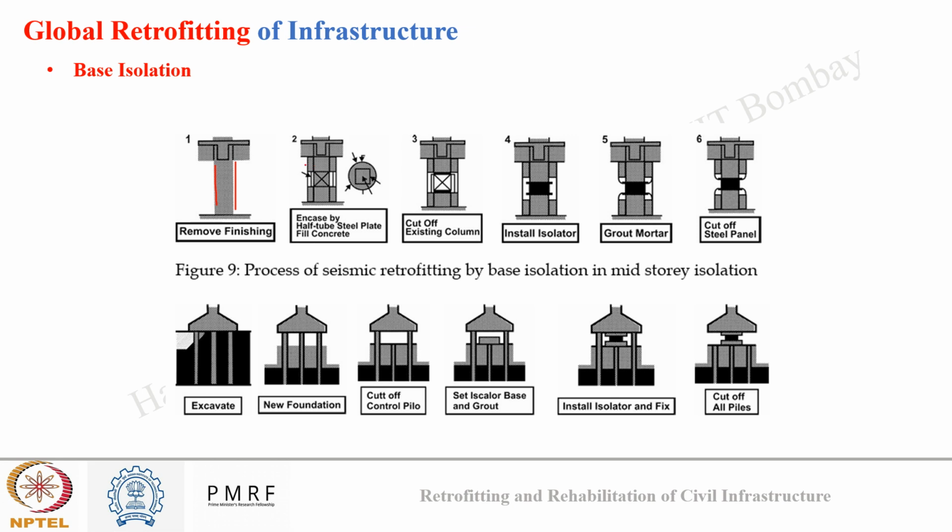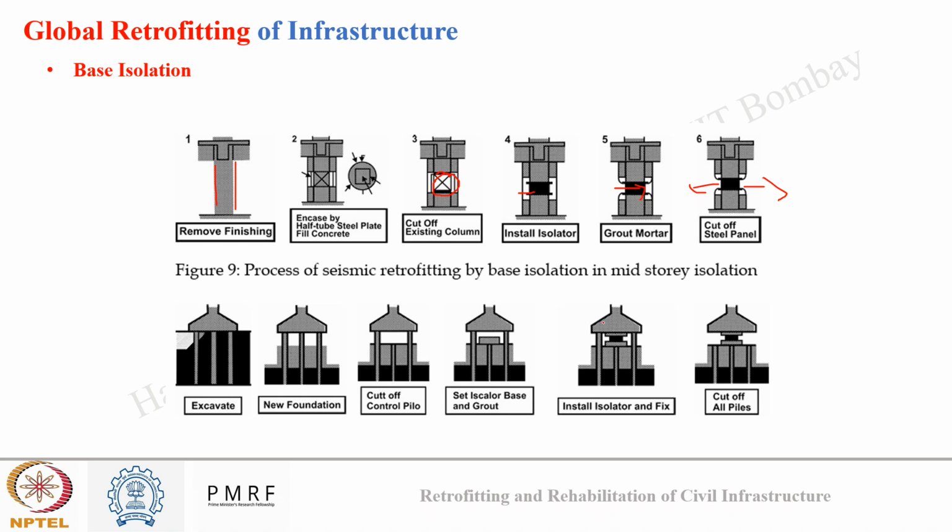Okay, once we have encased the column with steel plate, we'll chip off the column's original cross section from the mid story level. So here you can see some column concrete area was chipped out from the mid story level. Then we will install our isolator pads, and we will connect them with the existing column through grouting mortar, and then finally we'll remove the steel encasing that was done on the side. Okay, so in this way base isolation is done at the mid story level.